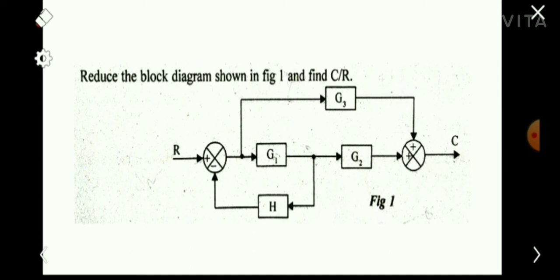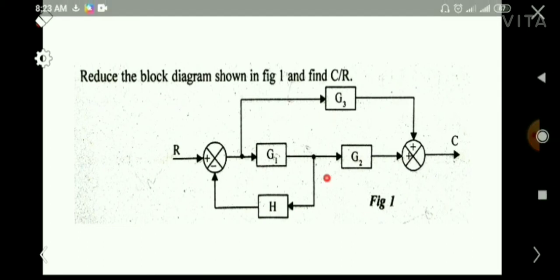Okay. So the first problem is to reduce the block diagram shown in figure 1 and find C by R. That is, C by R means the transfer function. So this is the block diagram with G1, G2, G3, H. Two summing points are there and two branch points are there. So we have to reduce this block diagram.